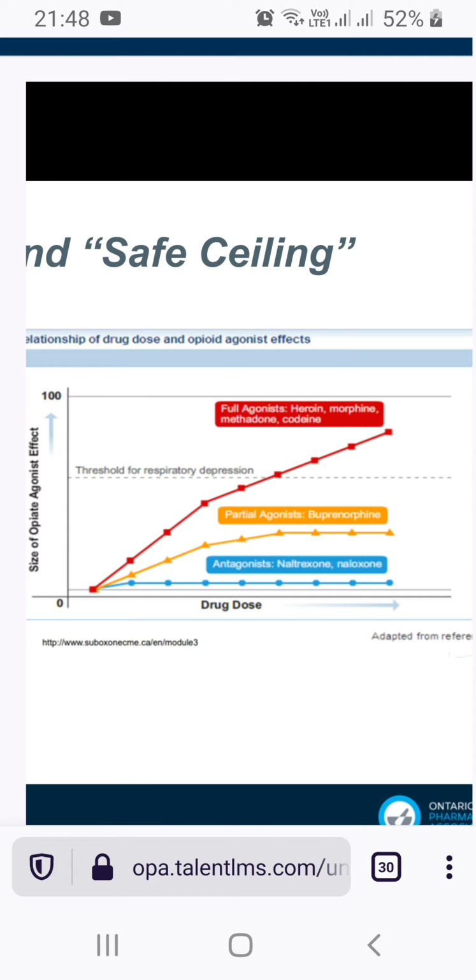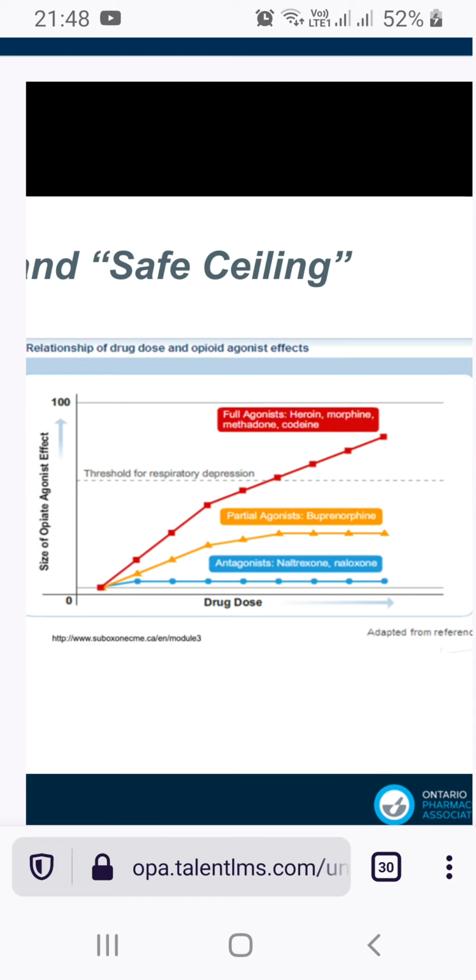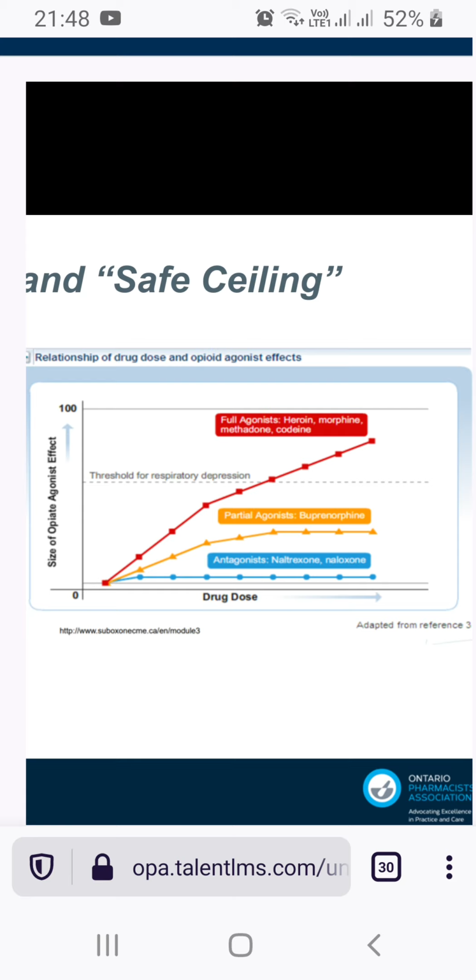As opposed to a full agonist, if you give enough of, for example, heroin, eventually you are going to have a patient that's going to be in respiratory depression, meaning he's going to reduce his respiratory rate and eventually stop breathing and die. Now, buprenorphine can still cause this, but the respiratory depression tends to be present if other sedatives or central nervous system depressants are added on. So this is, for example, benzodiazepines or alcohol.